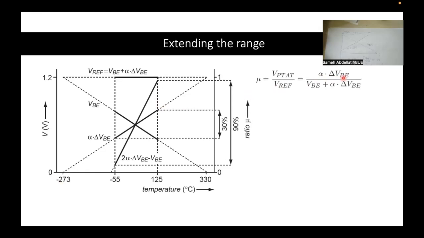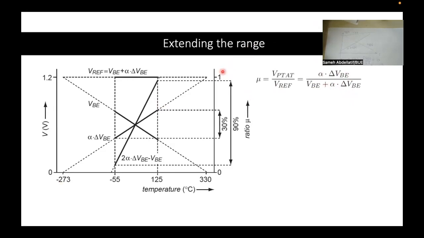Ideally speaking, the maximum value of mu tends to 1. So if this delta VPE is very, very large, then you can ignore VBE with respect to delta VPE, and then mu will tend to 1. So the theoretical extreme value of mu is 1. So generally speaking, you can say that mu varies from 0 to 1 based on the value of the temperature.